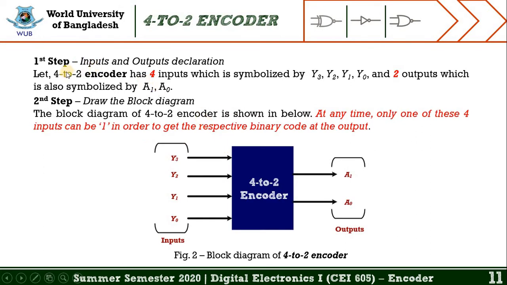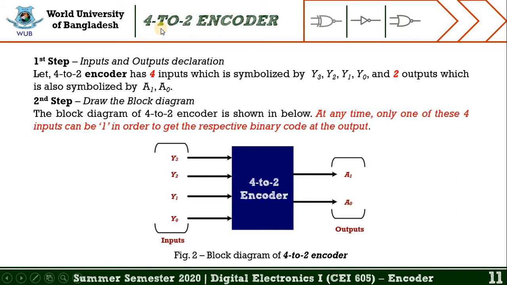Now from this slide we may learn the overview of 4 to 2 encoder, or you can say how to design a 4 to 2 encoder. So let's start with the first step. First step should be inputs and outputs declaration. Let 4 to 2 encoder has 4 inputs, and before going to describe, I must say an important thing for you guys.